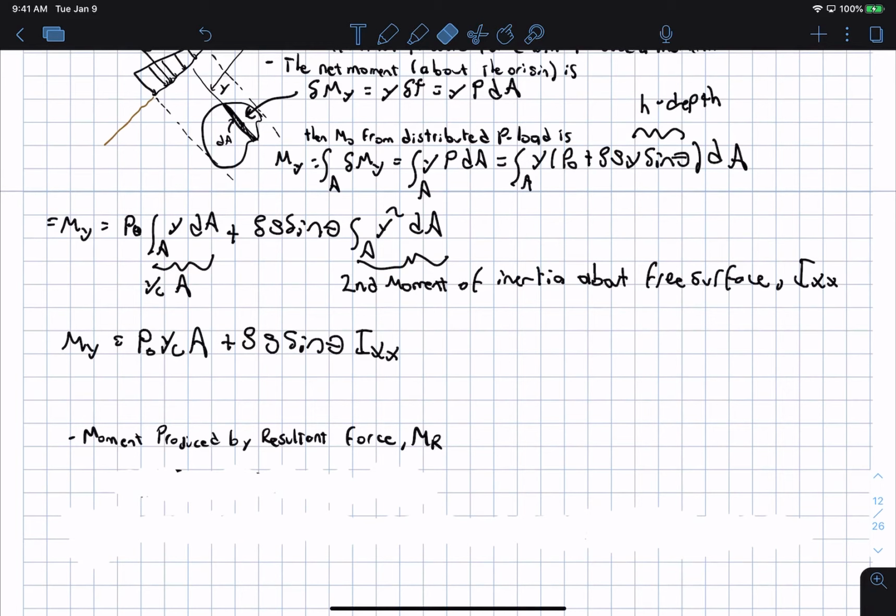So the moment based on the resultant force is equal to the resultant force times the y value, which is the moment arm. And we already found that the resultant force is just P naught times A plus rho g sine theta times the y value of the centroid. This here is just h_c, but I'll leave it in terms of sine theta and y_c, times y_R. Okay.